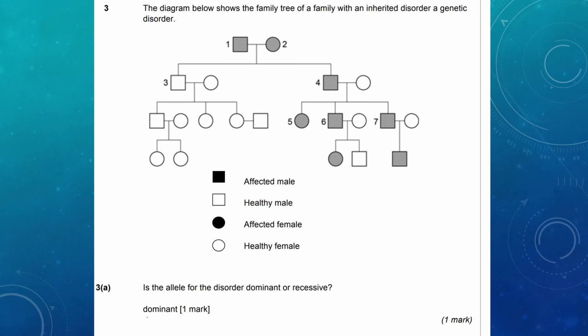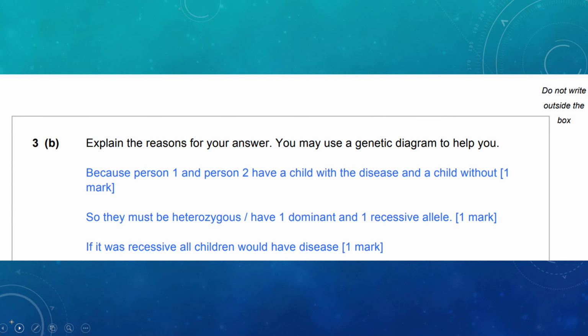Then for the disorder, we know that it's caused by a dominant allele. You tend to see more affected individuals in a family tree if it is dominant, okay? That's not always the case, but in this particular case it is. So explain the reasons for your answers. You could use a genetic diagram to help you. Person 1 and 2 have a child with the disease and a child without. So that would be your first mark. So both of the individuals, 1 and 2, must be heterozygous.